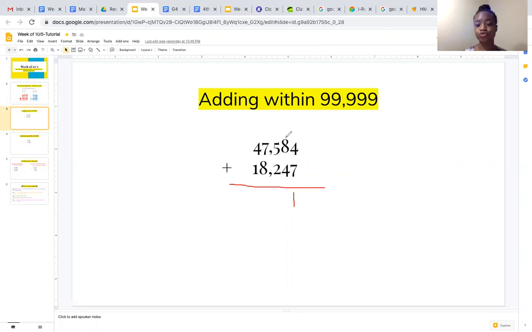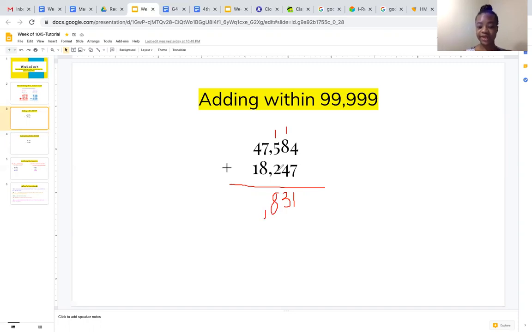We are going to regroup and bring that 1 to the tens place. So now we have 1 plus 8 plus 4. That gives us 13. So here's 3. Again, we're not writing 13 in that one space. We're going to write a 3 and regroup. We now have 1 plus 5 plus 2. That gives us 8.